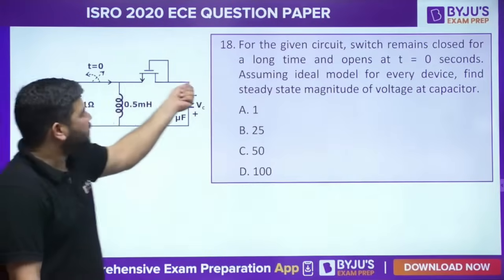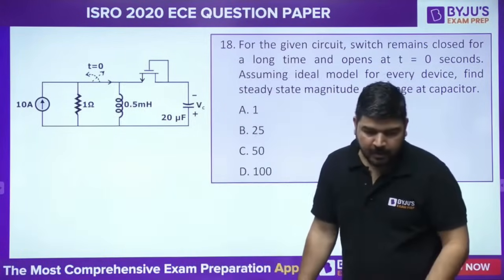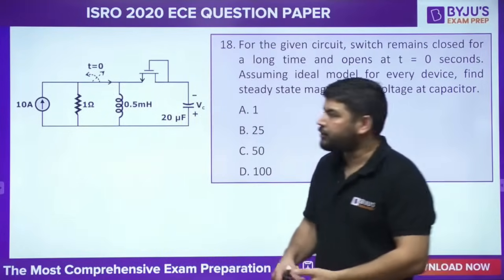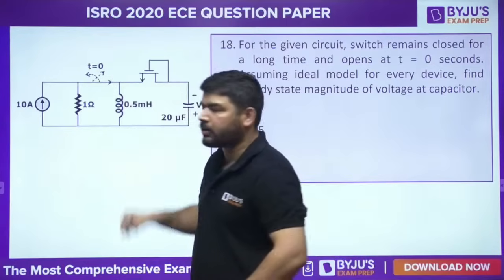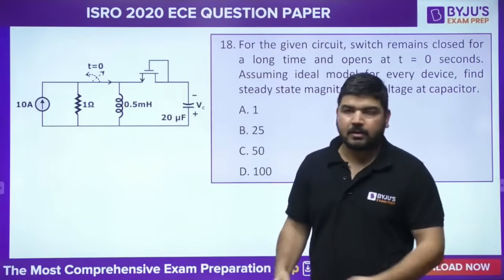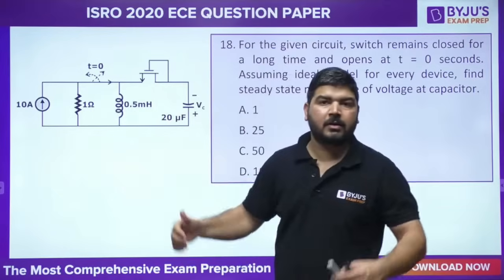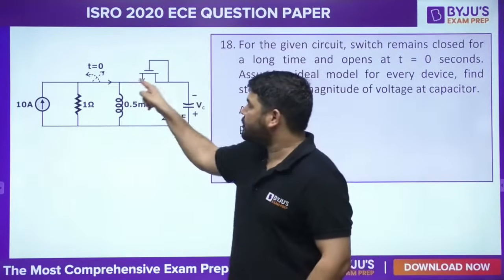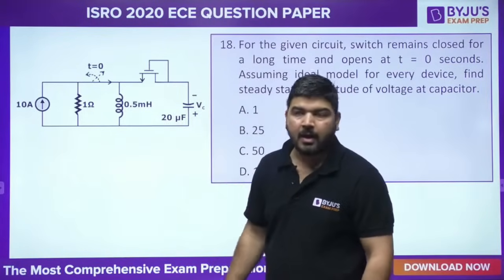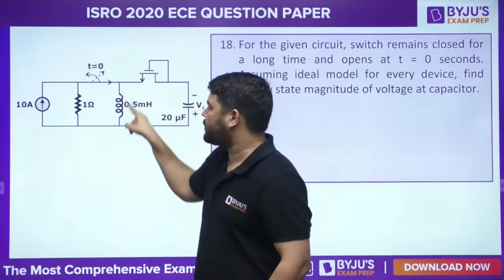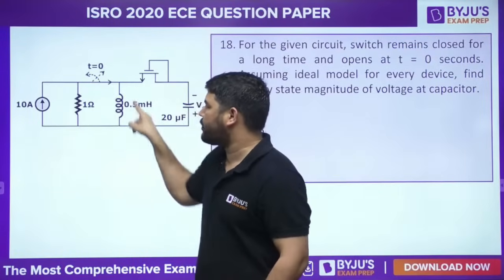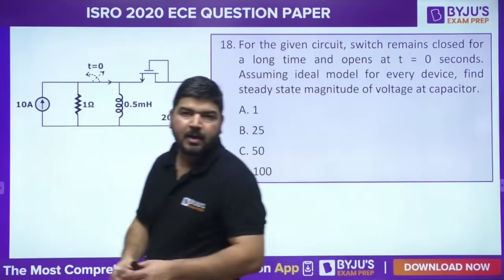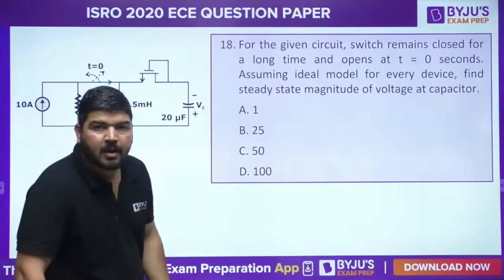So if it is a short path, then the question is very simple. The switch was closed for a long time. If the switch was closed for a long time, the inductor will behave like a short circuit, because the circuit is under steady state. Under steady state, the inductor will behave like a short circuit. This is also a short circuit. Now the current will follow this path only. It means the current in the inductor is 10 ampere.